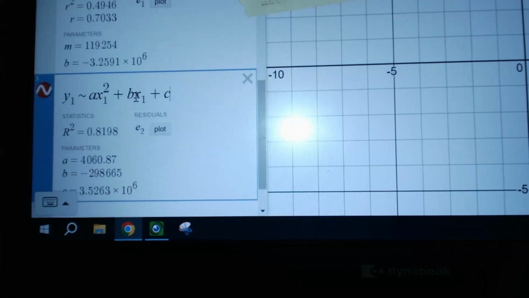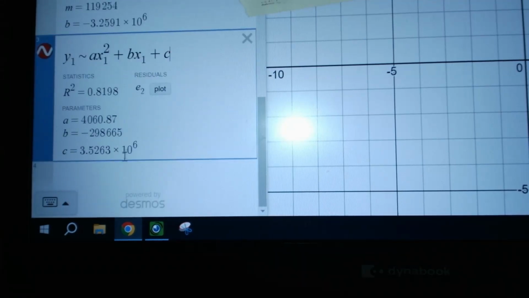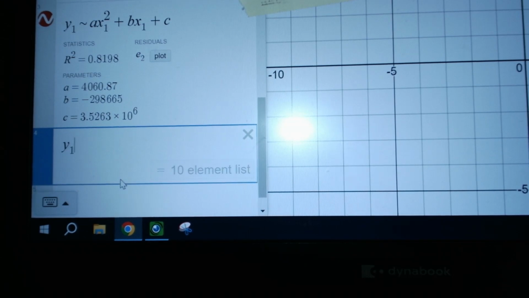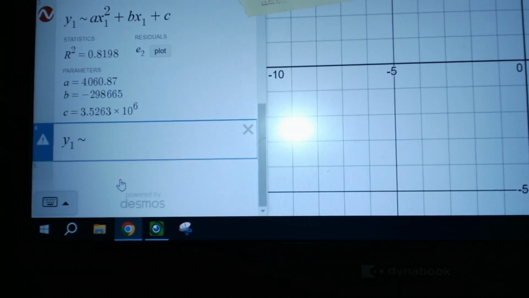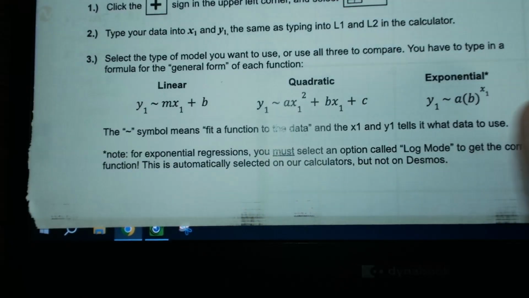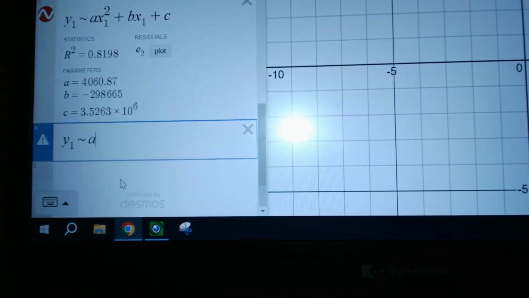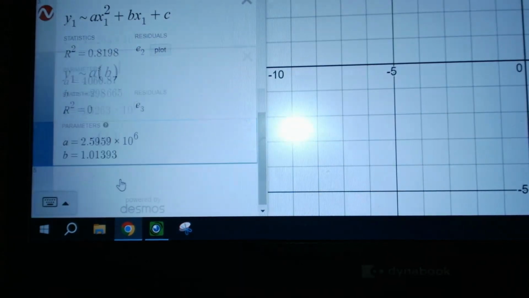That gave us everything that a quadratic regression in our calculator would give us. Last one, y1 squiggly. We're going to type in the general form for an exponential, which is just a parentheses b, exponent x1, that is, b to the x power.